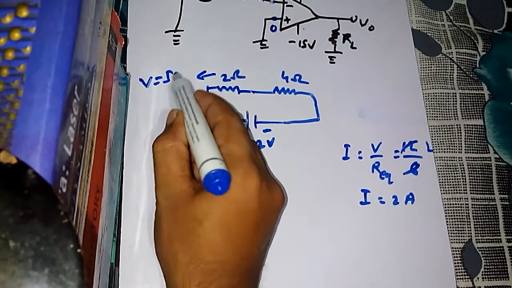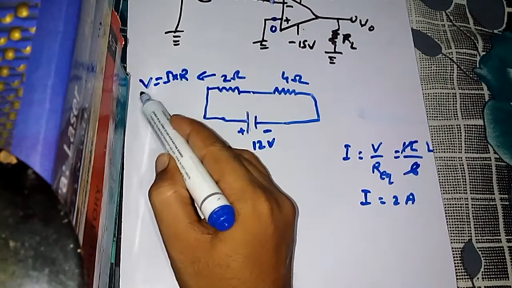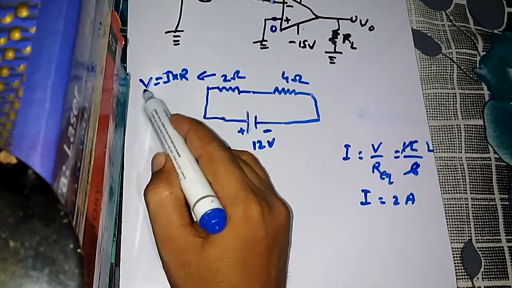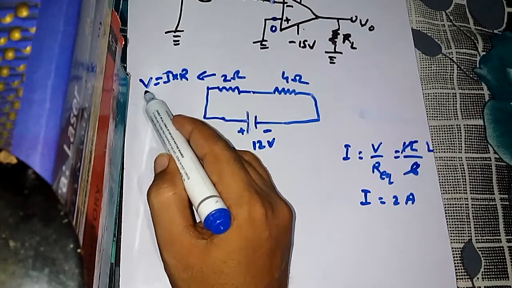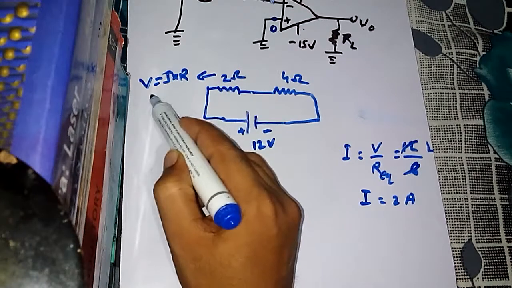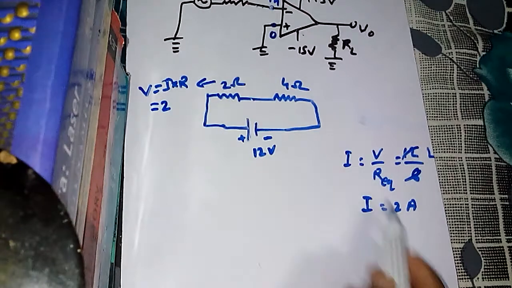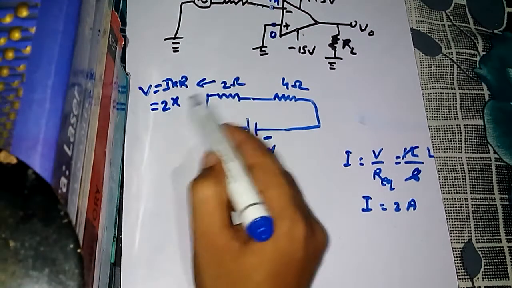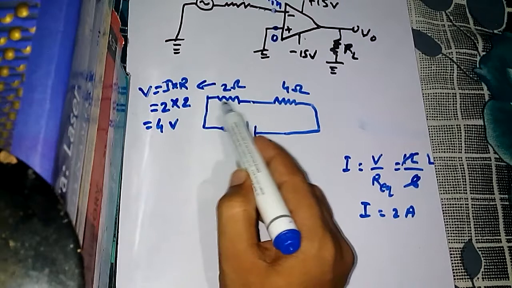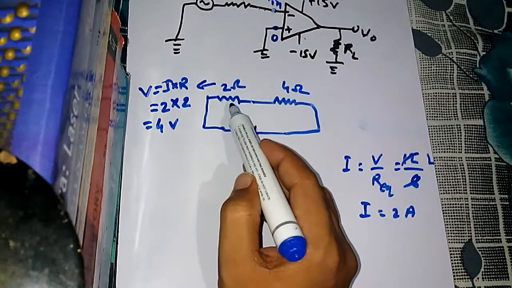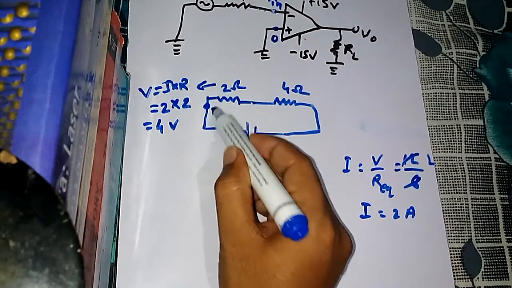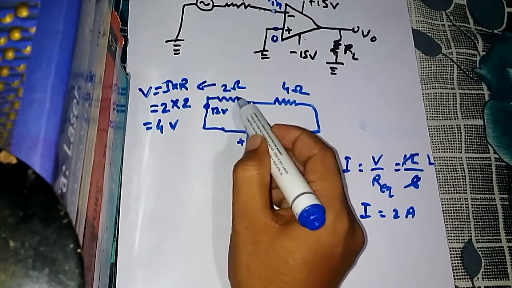V is equal to I into R. This is Ohm's law obviously. But now, this V is the amount of voltage drop across this resistor. Now, V is equal to I into R. I is 2 and R is 2, so it is 4. So this resistor has dropped 4 volt. Here it was 12 volt, at this point it was 12 volt. It has dropped 4 volt.